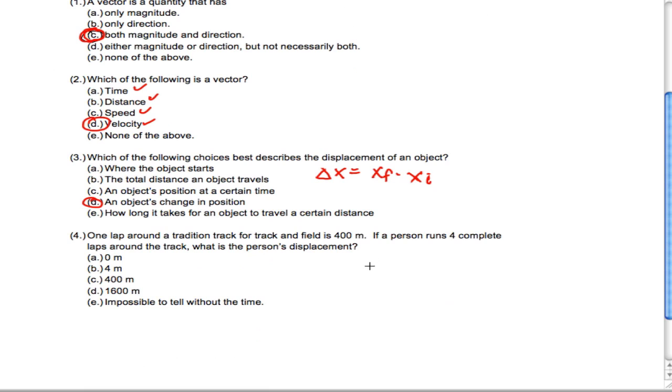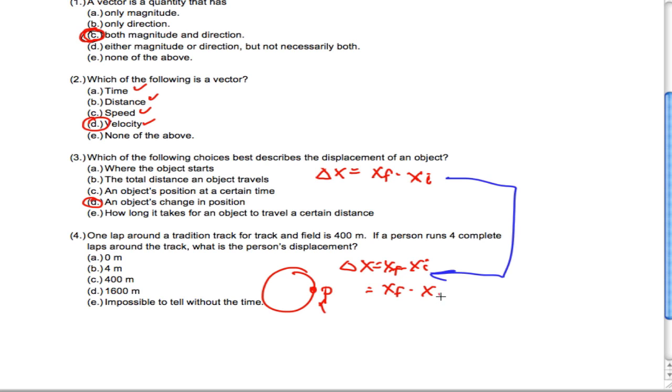Now here. A person runs around a track 4 complete laps around the track. So what I'm going to do is use the answer to number 3 to guide me through the answer to number 4. Here, I go around a track, so I'll call this point P where I start. Delta x is x final minus x initial. I start at this point P, and I also end at that point P, so that means my final and my initial are the same. And because they're the same, when I subtract them, I'm going to get 0.